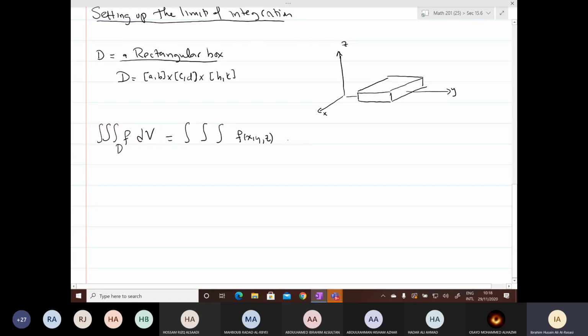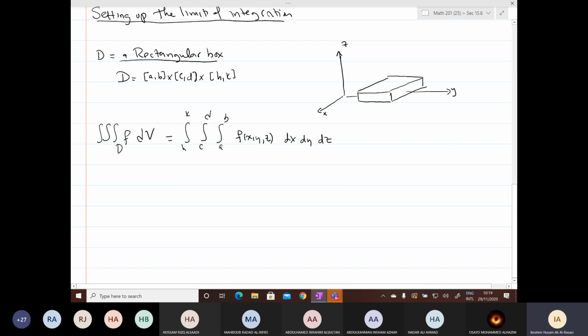If I choose dx dy dz, the inner integral goes with the inner differential, the middle integral with the middle differential, and the outer with the outer. So what are the limits of the inner? They go with x, so a to b. The limits of the middle go with dy, so I take the y values of the solid, c to d. The outer goes with dz, and the z values are h to k.